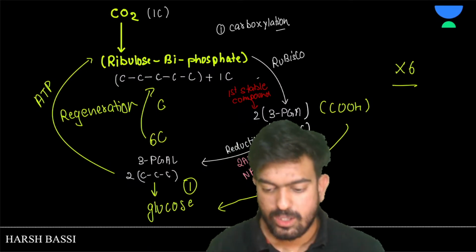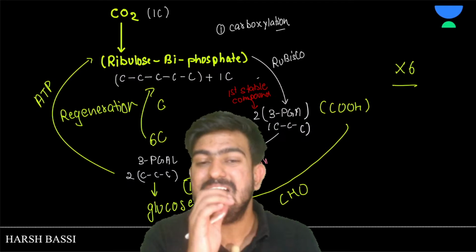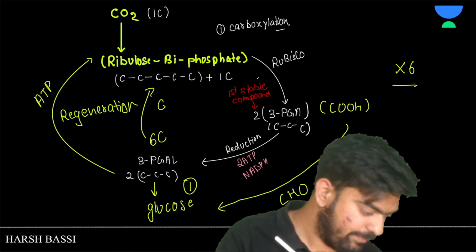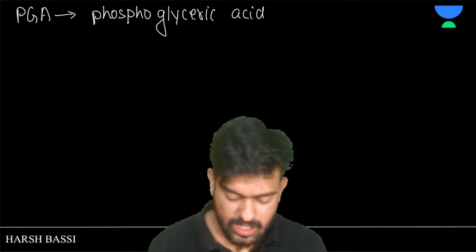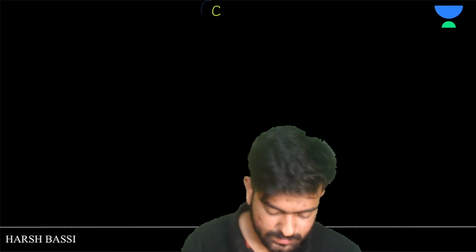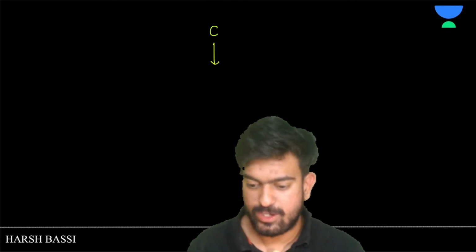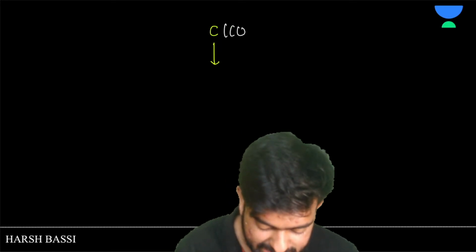Okay, chalo. Now, so to make 1 glucose, we need what? We need 6 cycles. This is clear. Great. Now, see. Let's play carbon-carbon again. Here we have 1 carbon. This 1 carbon is basically the carbon dioxide wala carbon.